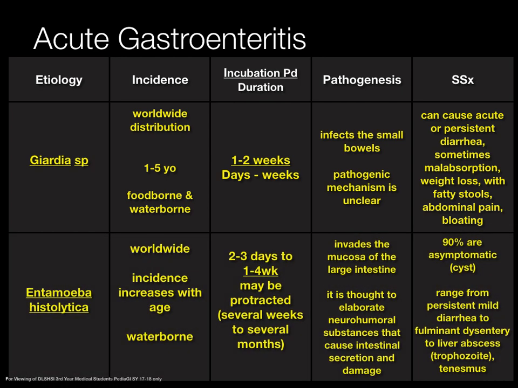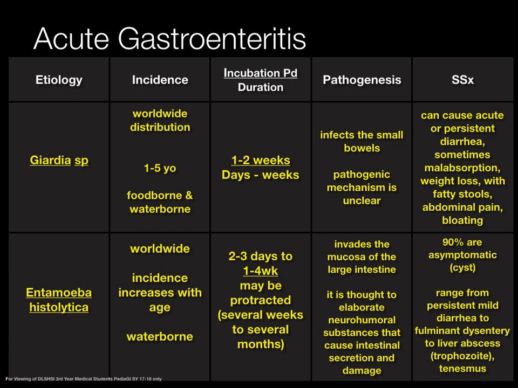Entamoeba histolytica, on the other hand, is also seen worldwide. Incidence increases with age and it is waterborne, with an incubation period of 2 to 3 days to 1 to 4 weeks, and may be protracted to several weeks to several months. It invades the mucosa of the large intestine. It is thought to elaborate neurohormonal substances that can cause intestinal secretion and damage.